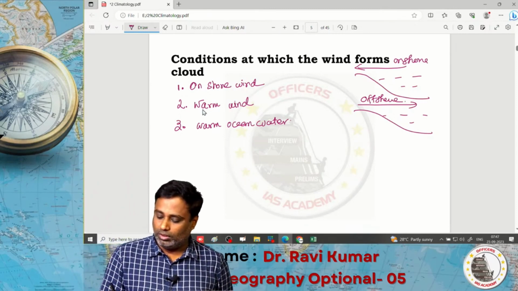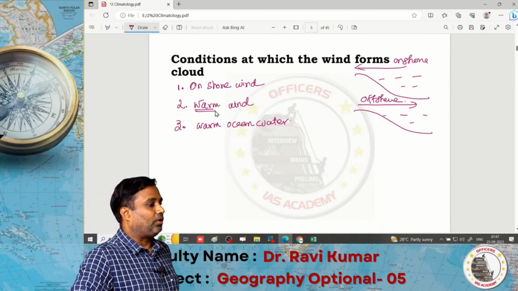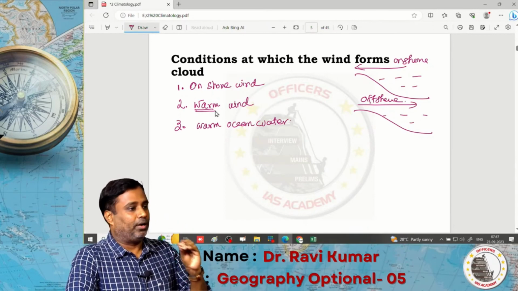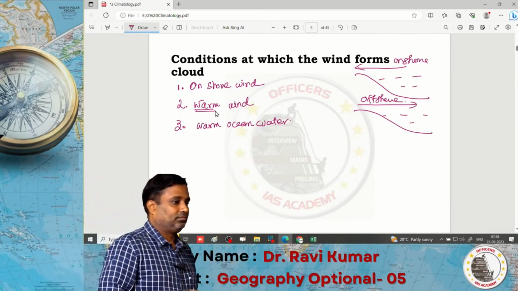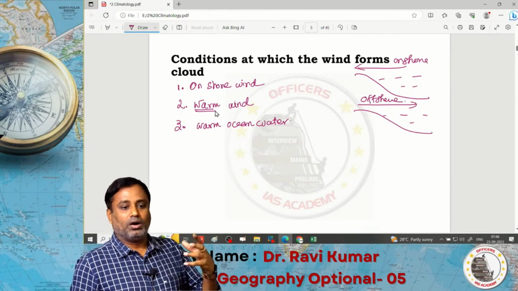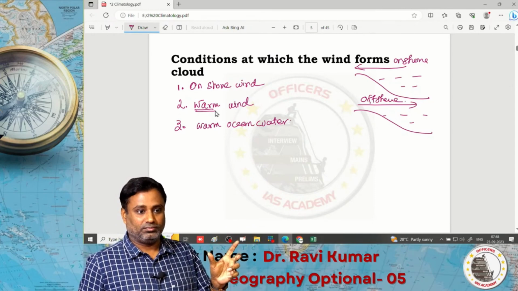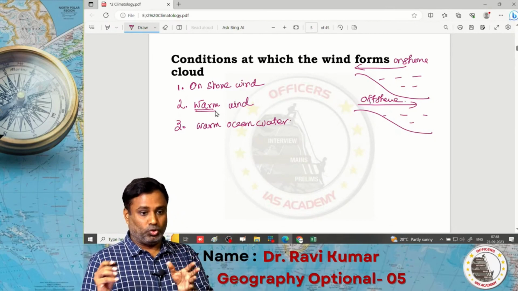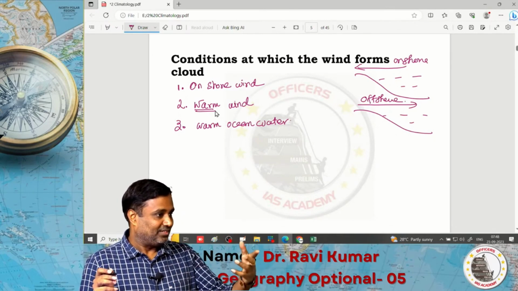And number two, it should be a warm wind. Why is it called a warm wind system? What is the meaning of warm or cold in climatology? Comparative. I said the proper terminology. Warm, cold. This classification is based on comparison. Yes, comparative.